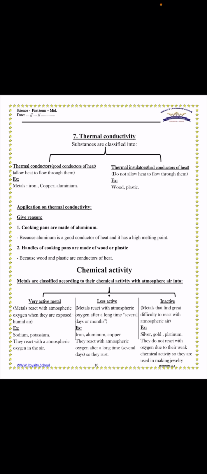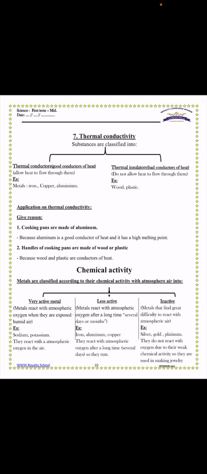Now, to distinguish between different substances, we can distinguish by their chemical activity. Metals are classified according to their chemical activity with atmospheric air. I will study now the metals, the behavior of metals when exposed to the humid air, when exposed to the atmospheric air.